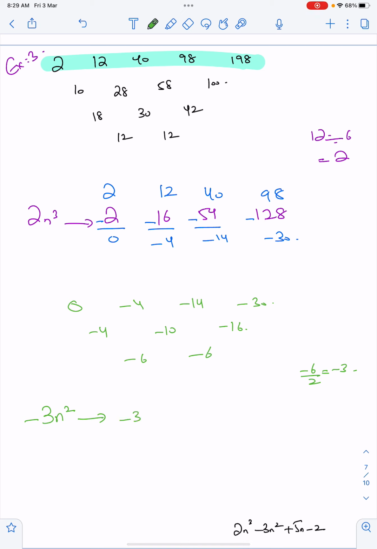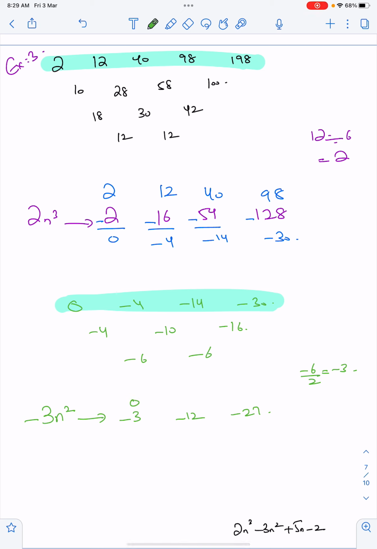Minus 3 into 2 square, which is 4. 4 into minus 3 is minus 12. For n equals 3, n square, 3 square is 9. 9 into minus 3 is minus 27. Now I'm going to write down the original quadratic sequence, which was this, on top of it.